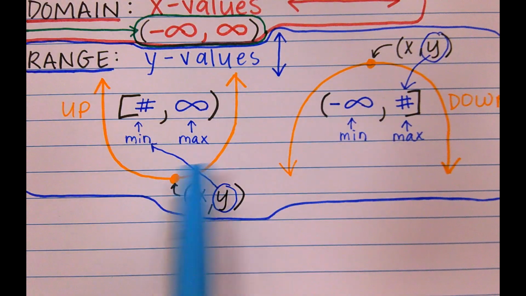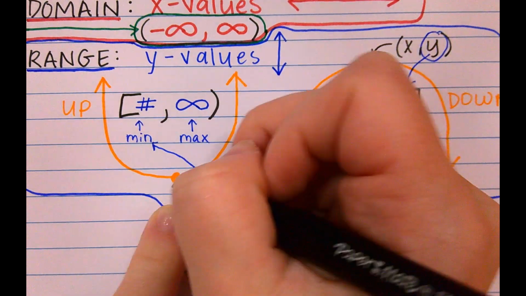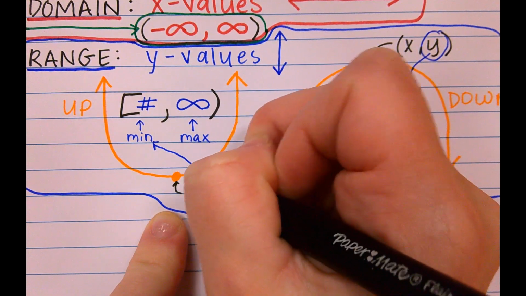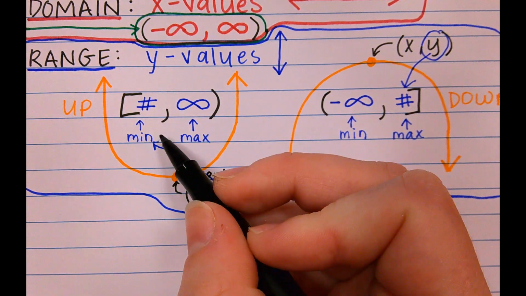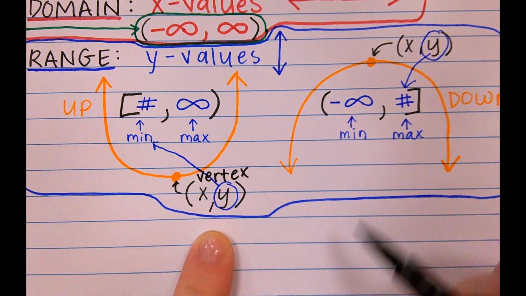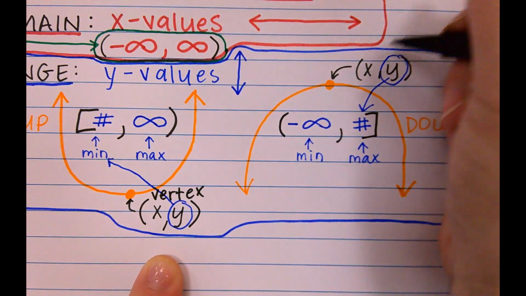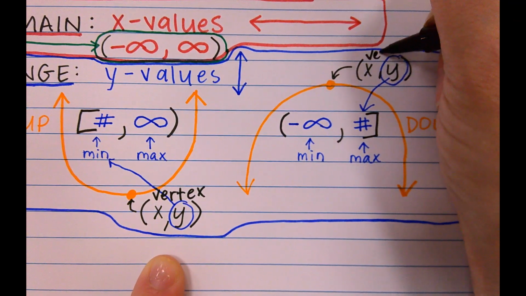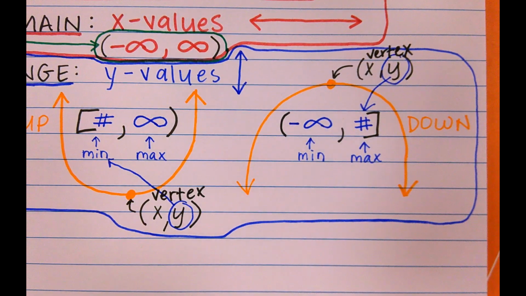So I can add another little note on this page. I pointed to x and y, but I think it's easier to tell if I actually write that this is the vertex. The y value from the vertex is your minimum, or if it's facing down, the y of your vertex is your maximum.